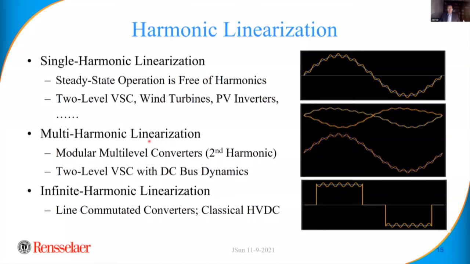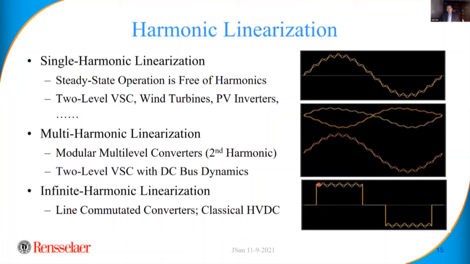And so the linearization becomes a multi-harmonic linearization because the trajectory is defined by more than one sine wave, and that's multi-harmonic linearization, specifically for modular multi-level converters, but we also use that in two-level converters to account for the DC component of the DC bus voltage, for example. The last one is the further generalization of the so-called infinite harmonic linearization. And this is unique to line commutated converters. If you imagine an ideal line commutated converter, 12 poles or 6 poles converter, right?